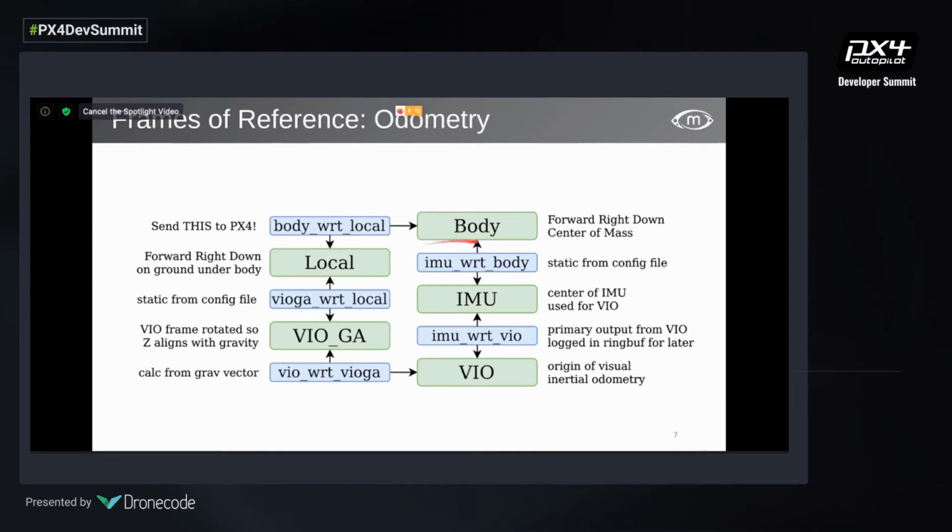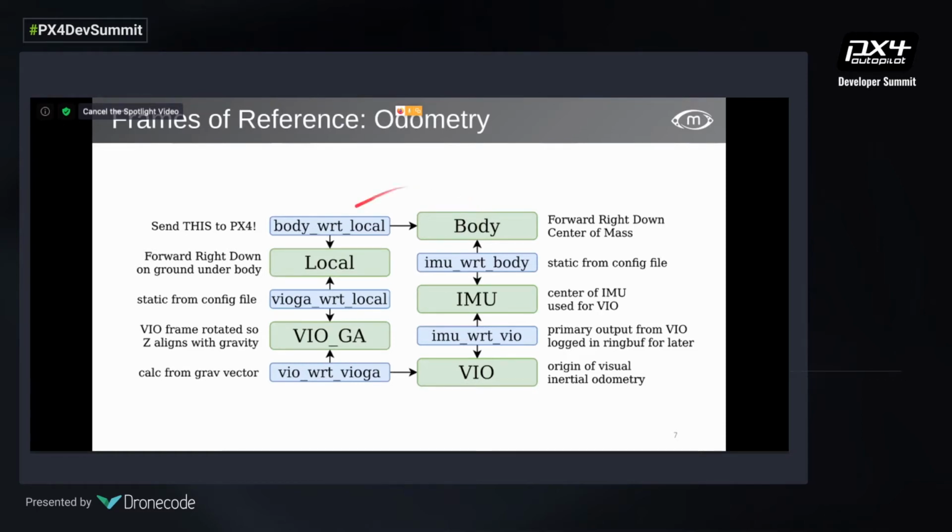So each of the green boxes here is a frame of reference. It's defining a coordinate system. So for example, the body: this coordinate system is aligned with forward out the nose of the drone, right, and then down. This is also centered around the center of mass. There is an option in the EKF2 parameters of PX4 to define the center of your visual odometry data as offset from the center of mass.